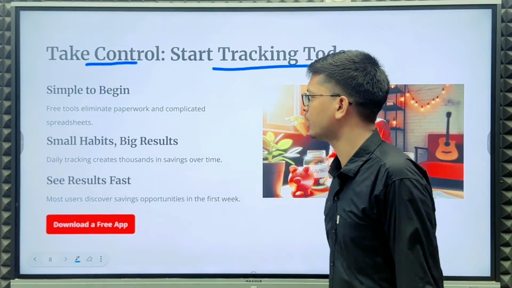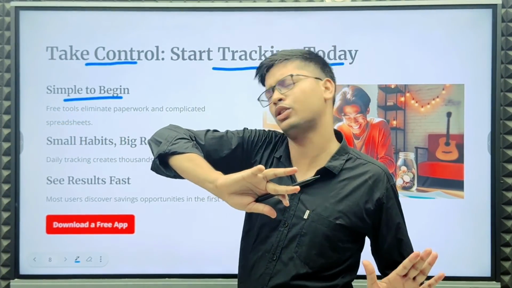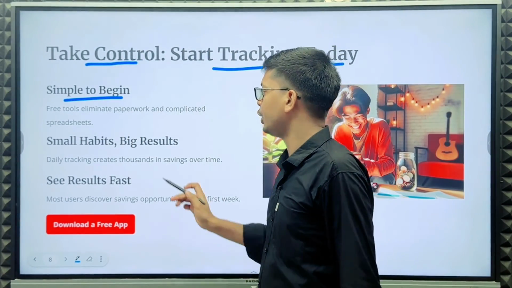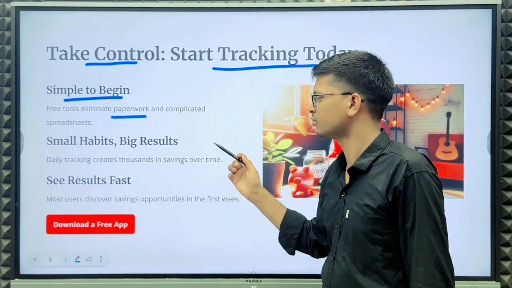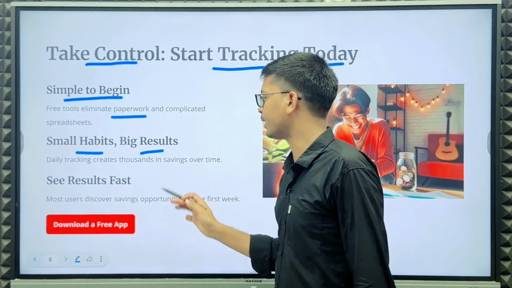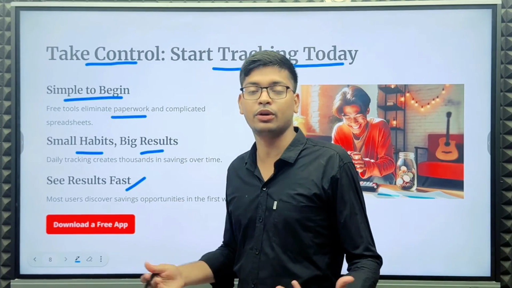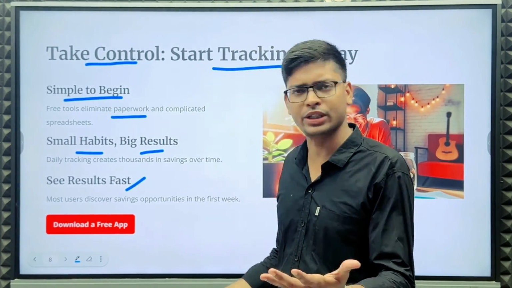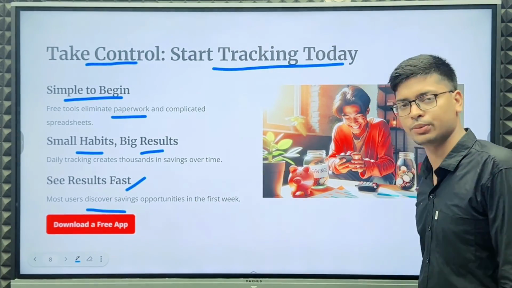Okay, so just keep it simple and begin. Three tools are best. Complicated tools are not the best; use simple ones. The small errors become bigger ones, tiny leaks cost thousands over time. See the spots in your budget and start. So you can see things and discover savings opportunities in the first week.